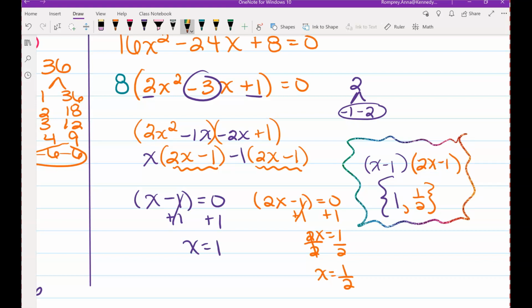Okay, so it just depends on the question whether they're going to ask you for factored form or to find the solutions. Once we have factors, we can find those solutions super easy. Just pay attention to directions so you don't do more work than you have to.